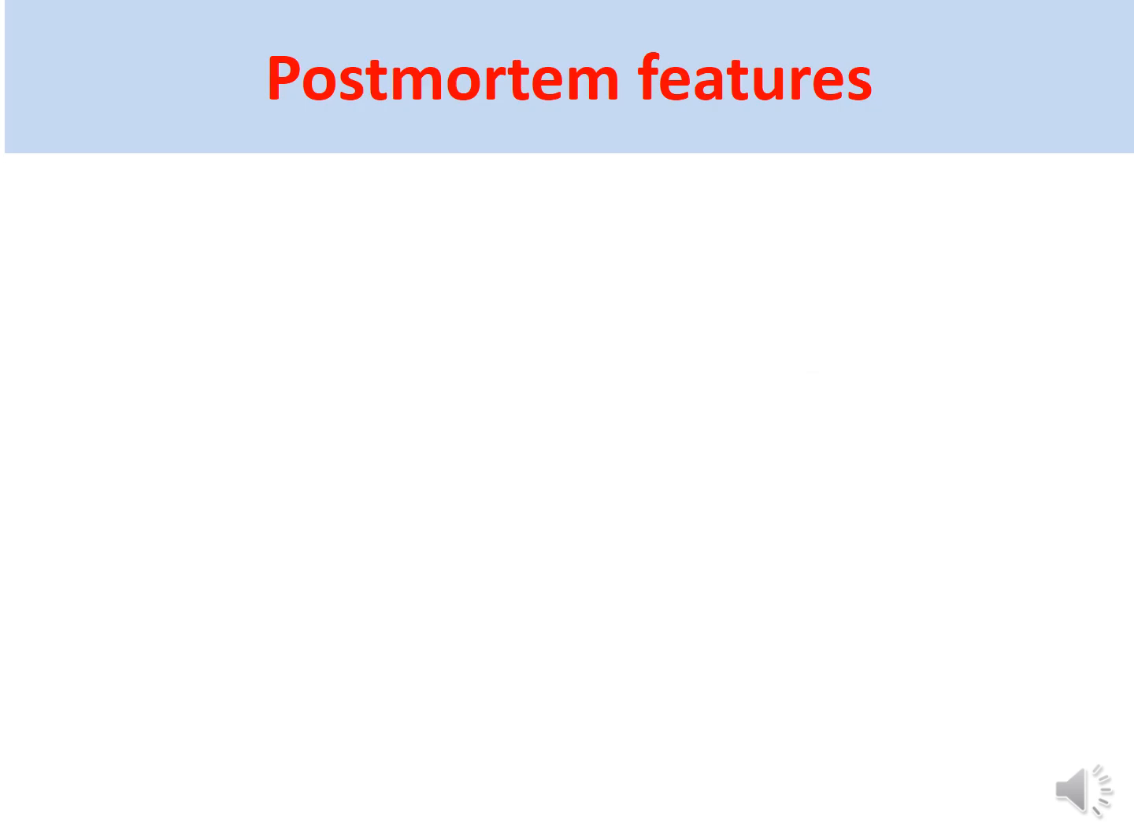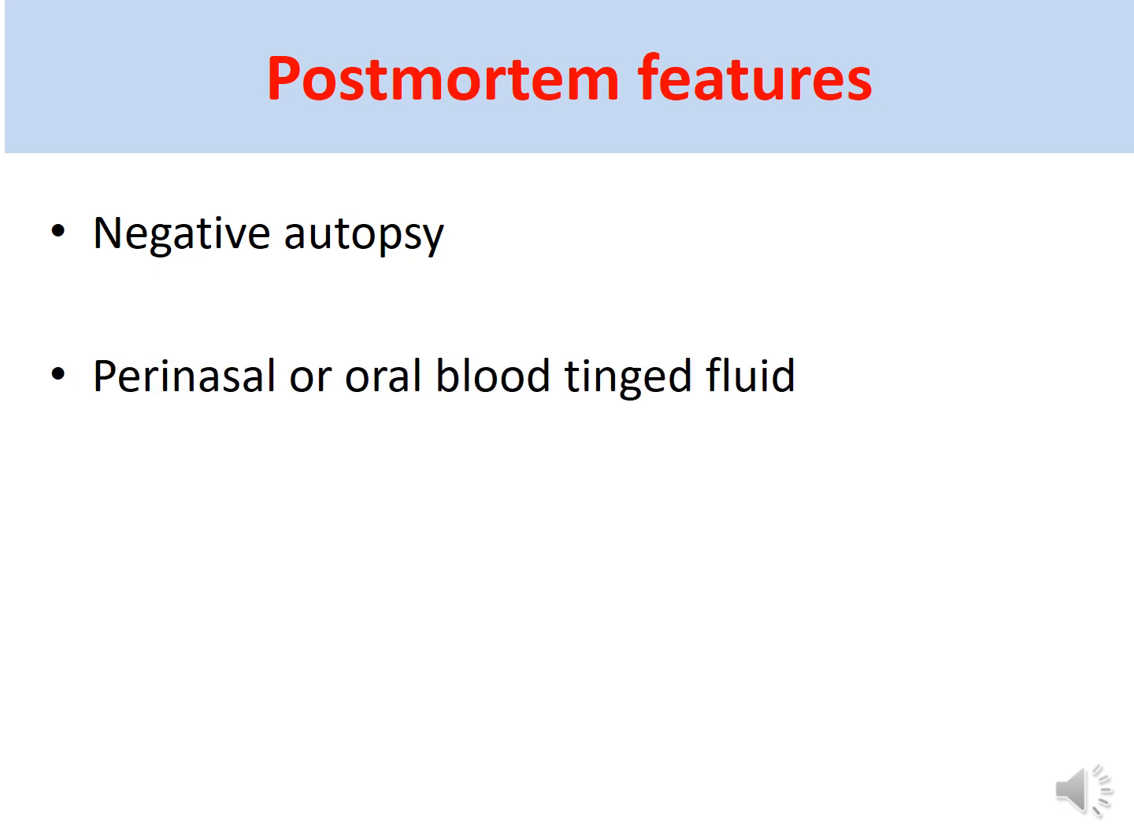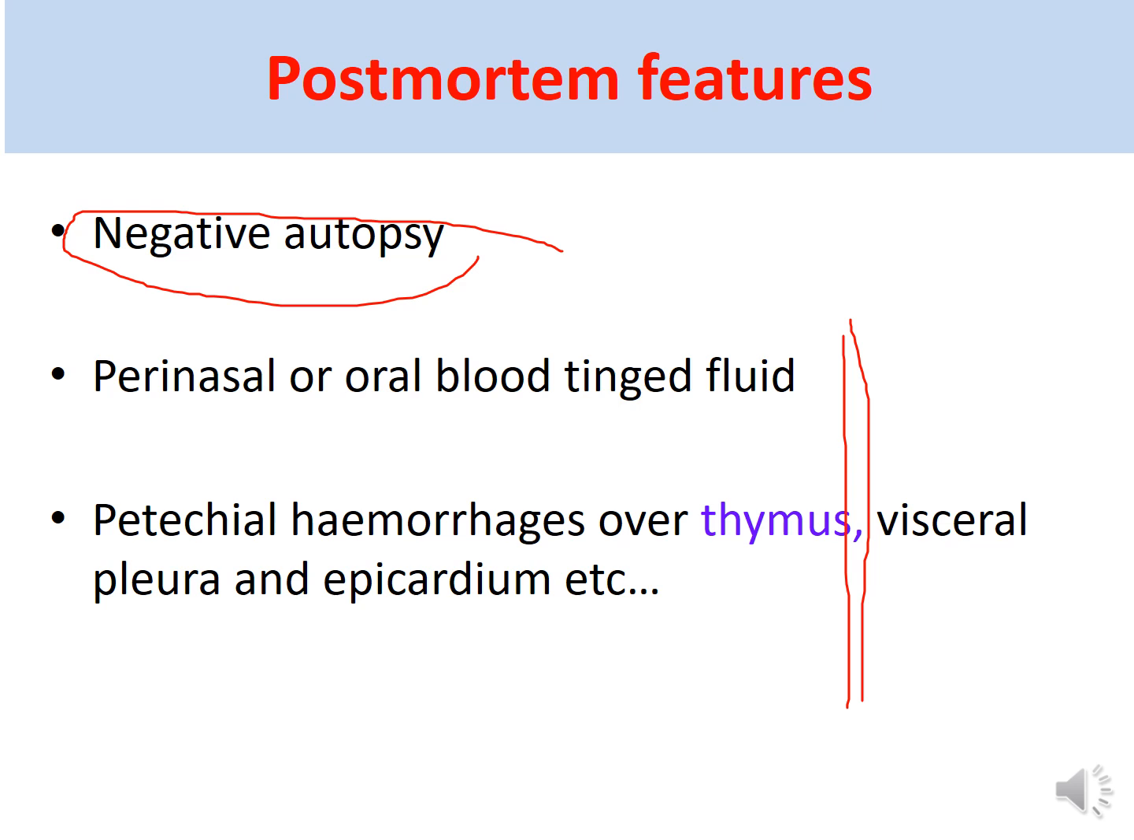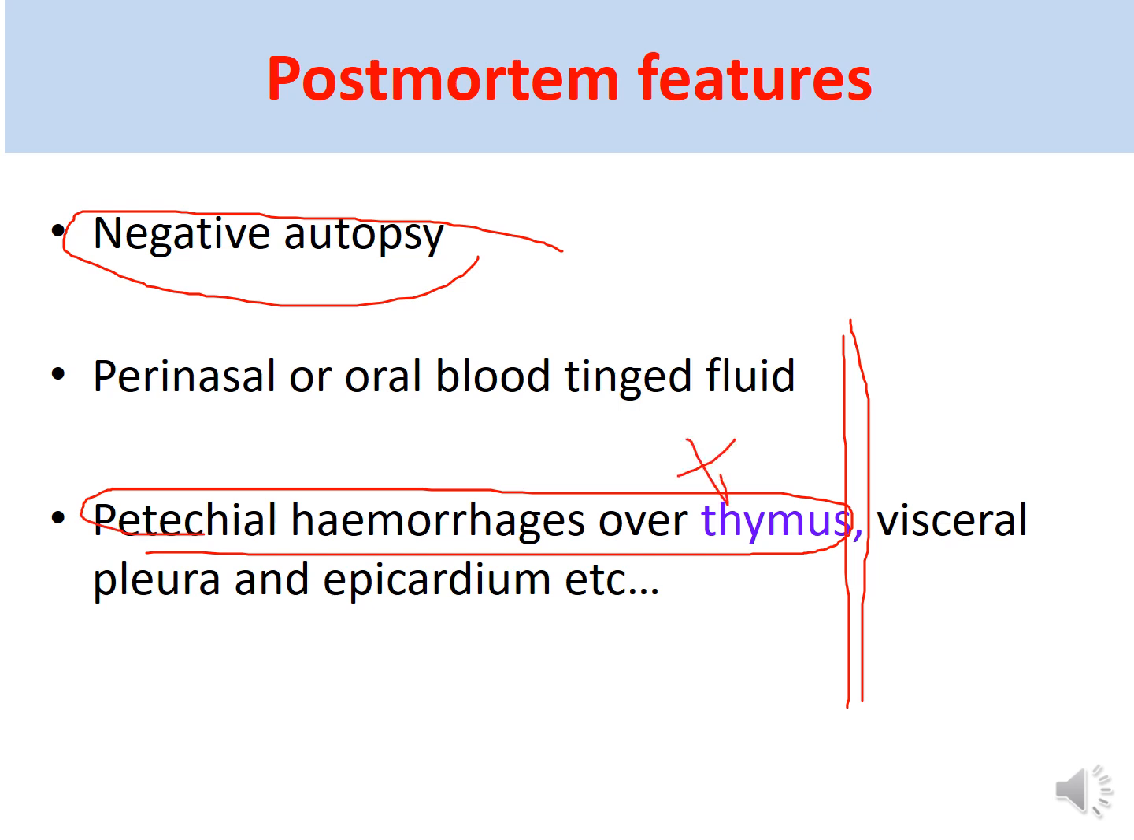Now we are going to learn about postmortem features. So what are the postmortem features? It should be a negative autopsy, definitely. However, there may be perinasal or oral blood tinged fluid, and also petechial hemorrhages over the thymus, visceral pleura and epicardium, etc. So we start with a negative autopsy, but there may be lots of non-specific findings such as just mild bleeding and petechial hemorrhages over the thymus. So this is an important part.